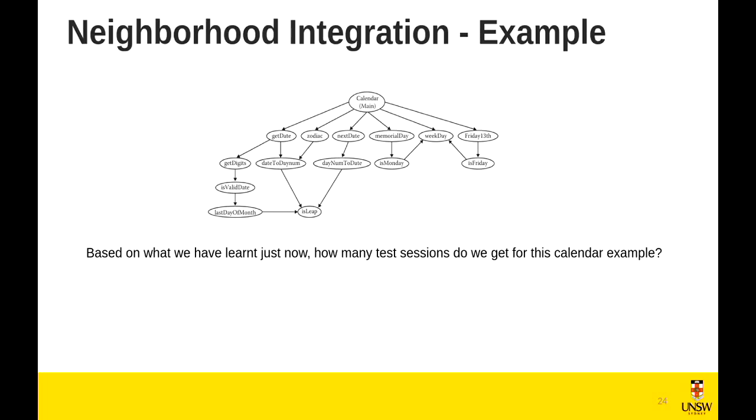15? Yes, that's correct. So we need 15 neighborhoods or 15 targets to test. The reason is that we can get one neighborhood for every node here. So instead of counting the number of edges, this time we count the number of nodes, or the number of functions in this call graph. That's why we need 15 targets or 15 test sessions for this neighborhood integration.